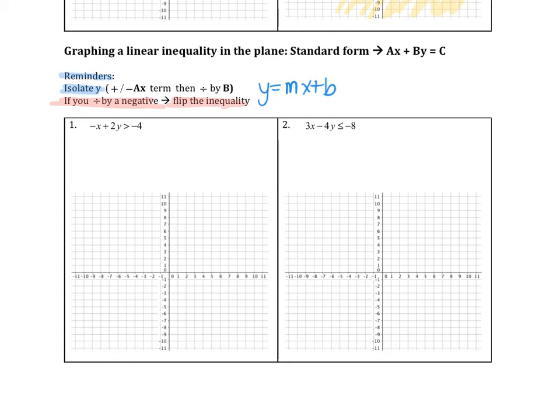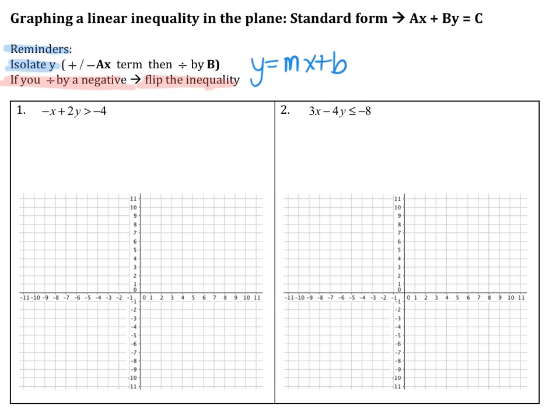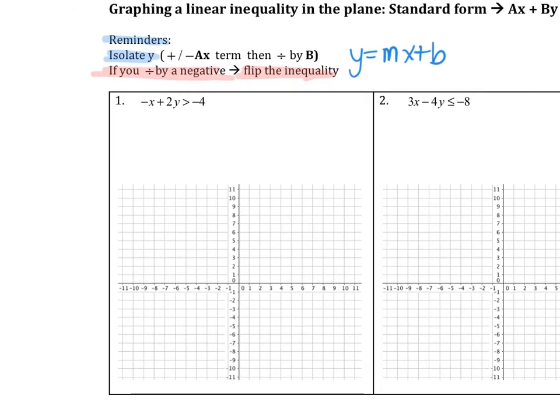So let's solve for y in the first one. In the first example, we have -x plus 2y is greater than 4, or is greater than -4. So we're going to solve for y. In order to do that, first we're going to move the x onto the other side.